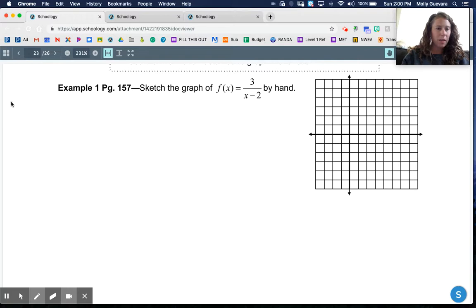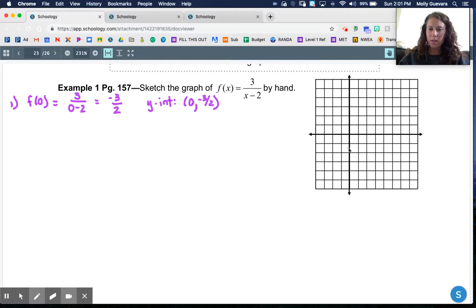First step, we want to find f of 0. I want to plug in 0 and find my y-intercept. That gives me 3 over 0 minus 2, so negative 3 over 2. That tells me that my y-intercept is at the point 0, negative 3 over 2, so negative 1.5. So I'm going to plot that.